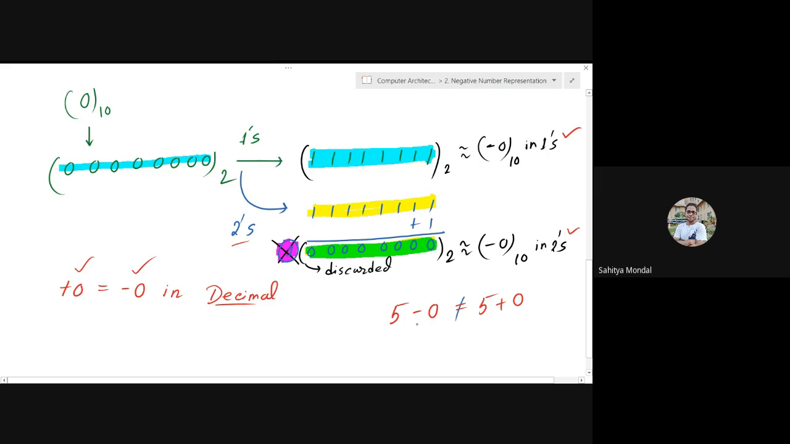Because -0 is all 8 ones, +0 is all 8 zeros. So if you subtract from a constant number 5, in both the cases I have used a constant number, you will get a difference. So that's why all the modern systems use the 2's complement as a negative number representation. মনে থাকবে তো সবার? Yes. Yes, sir.